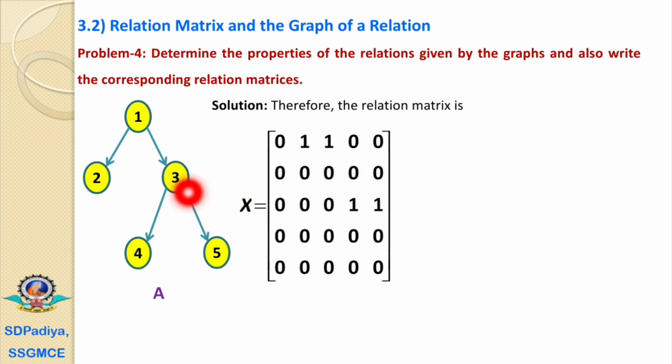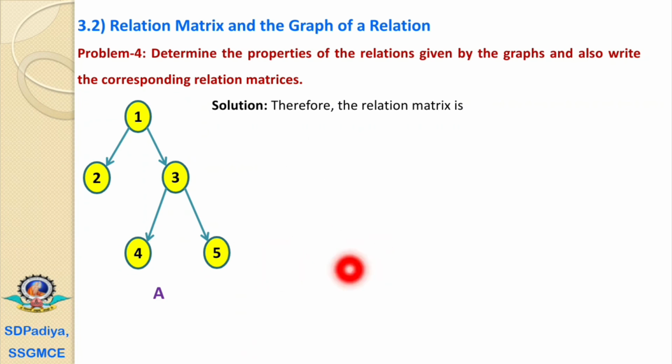Then 3 has a relation with 4 and 3 has a relation with 5. That's why at 3 comma 4 and 3 comma 5 we have entered 1. Now for the next, 4, there is no outgoing node, and for 5 there is no outgoing node. They are not having a relation. That's why the 4th row is all 0 and the 5th row is all 0.